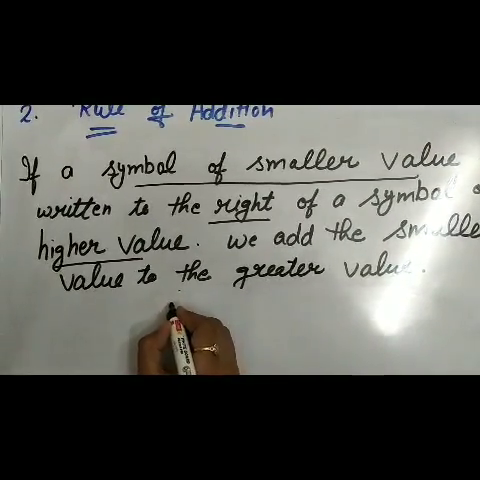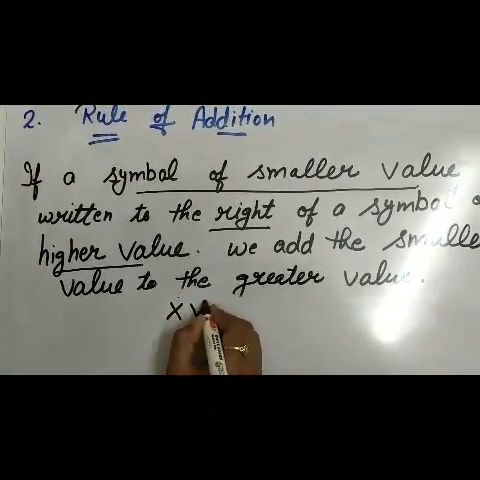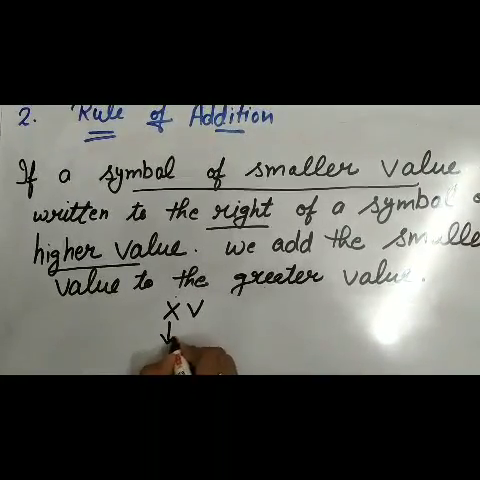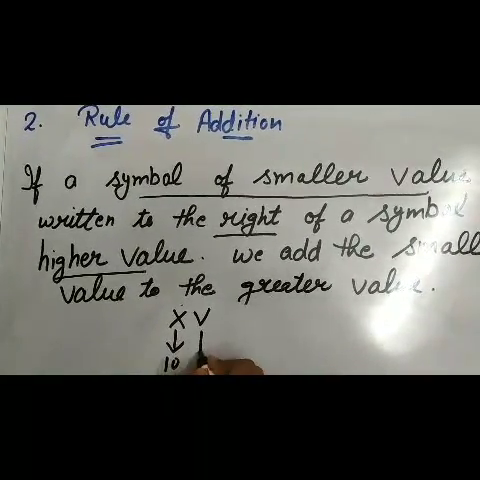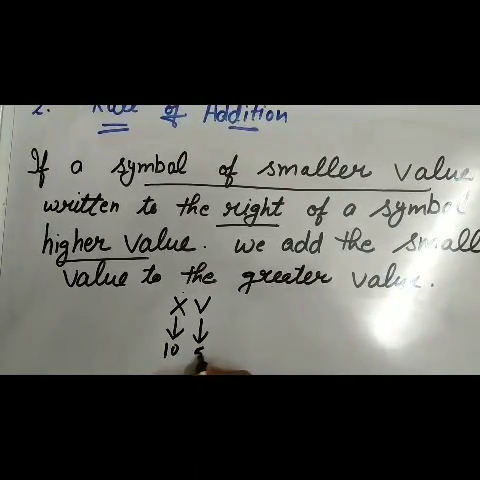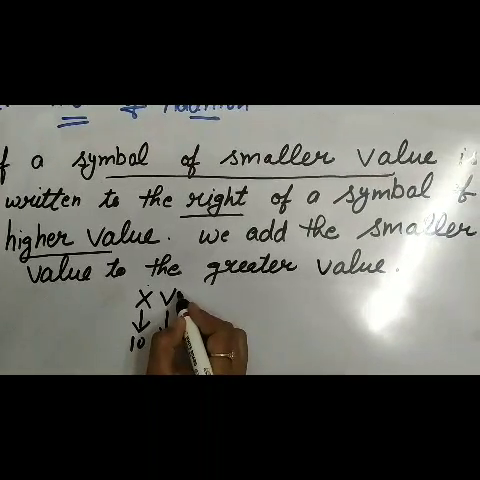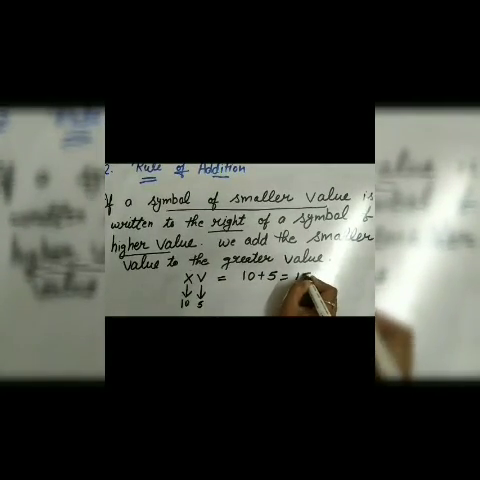Now look at another example, XV. Now see, X has a value of 10 and V has a value of 5. X is the higher value symbol, V is the smaller value symbol. And see, where is V? It is on the right side of X. It means we will add them. 10 plus 5 is 15. XV, the value of XV is 15.